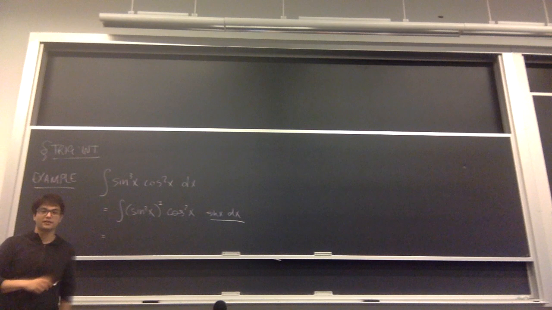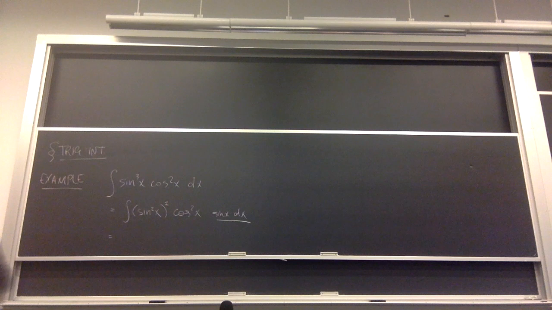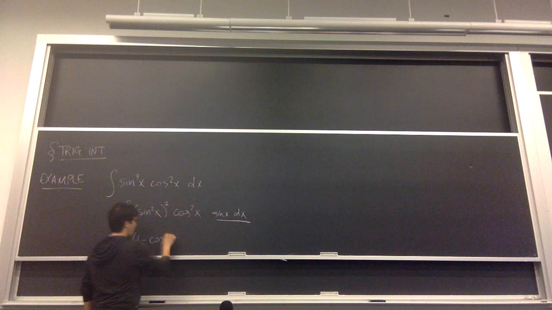Now, the fact that we are unsquaring the 1 with an odd power is deliberate. It's because we want this extra term here, so we can swap it out. Then we're going to just rewrite using some of our trig identities. This one's simple: 1 minus cos squared x, cos squared x sine x dx.